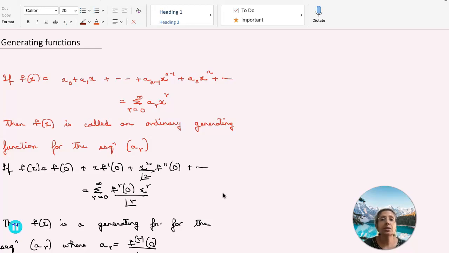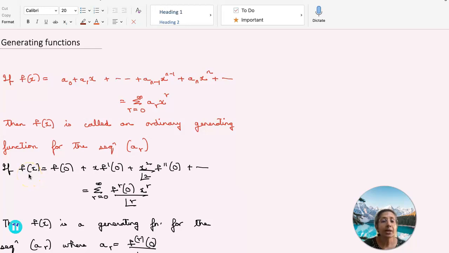So let's get started. If f(x) = a0 + a1 x + ... + an x^n, that is, the summation r = 0 to infinity of ar x^r, then f(x) is called an ordinary generating function for the sequence ar.